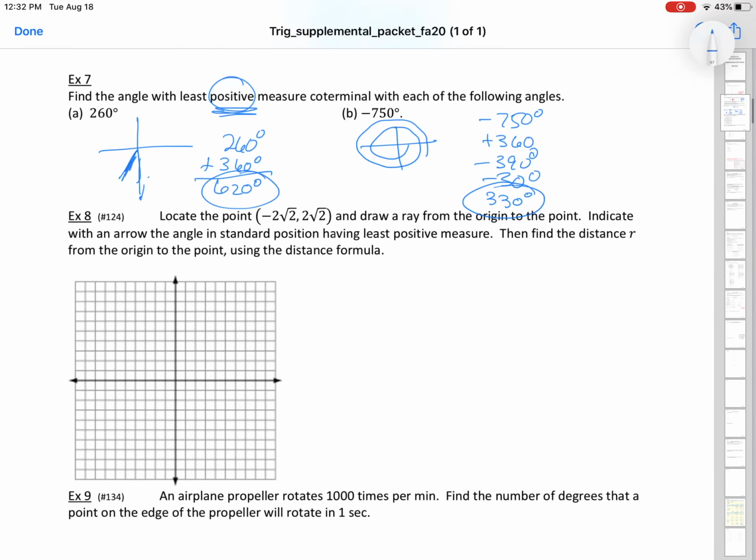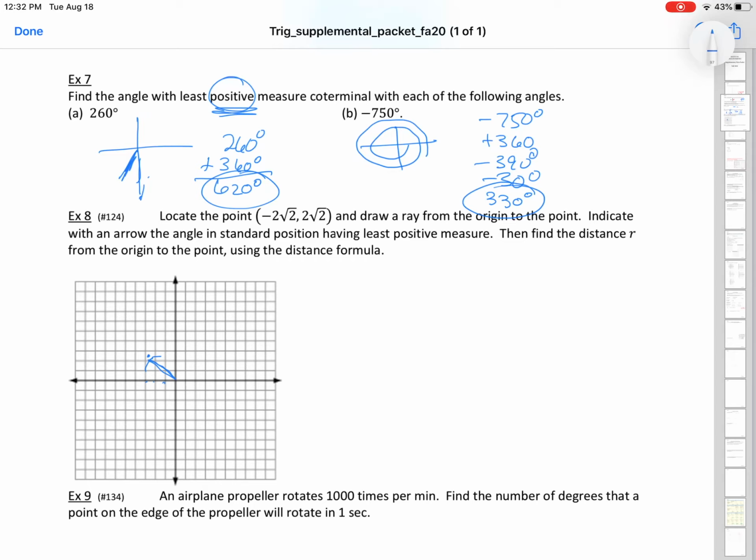So here in example 8, we want to locate the point negative root 2 over 2 and 2 root 2 and draw a ray from the origin to that point. So negative 2 root 2, if we look at that, that's going to be in this third quadrant. So we're going to go 2 root 2. Let's just see what that comes out to on our calculator. If you do 2 times root 2, yeah, it's coming out to be 2.8. So it's almost 3 away. So 1, 2, 3. And then up the same amount. So it's right about there. And this is our guy right here.